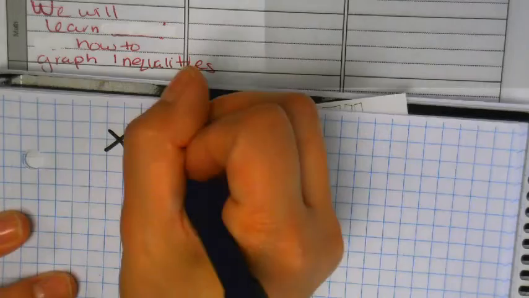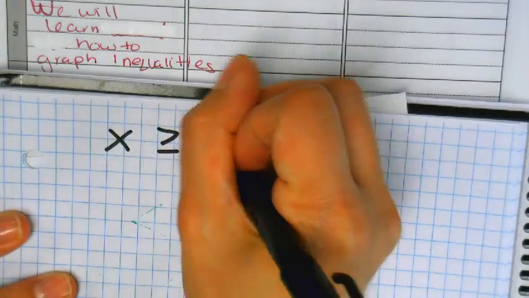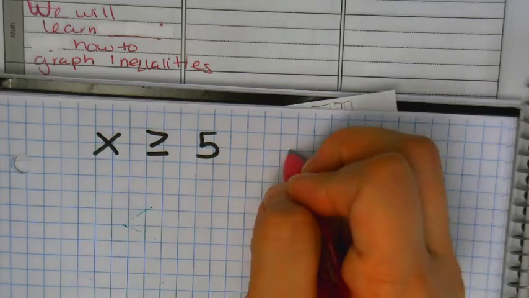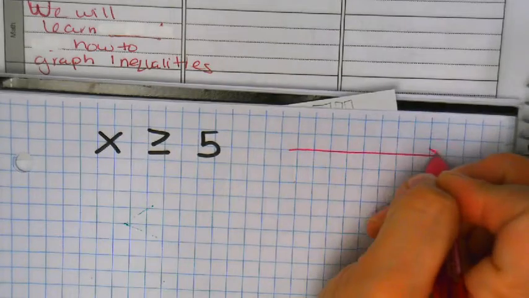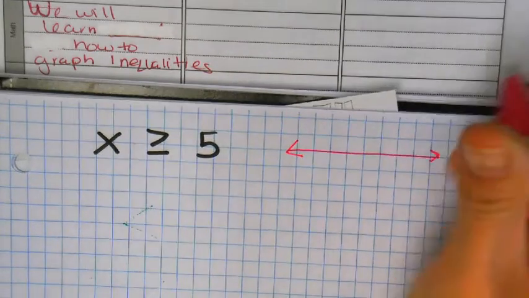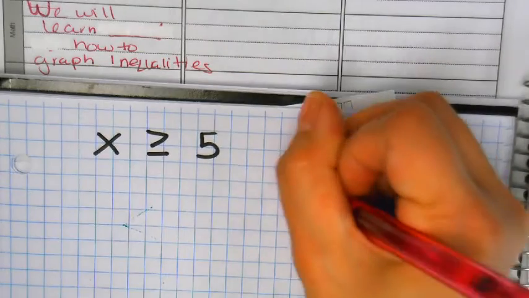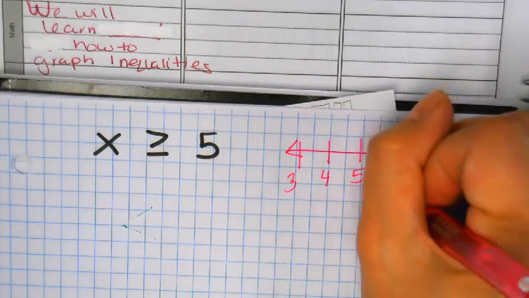All right, let's try one with a closed circle. X is greater than or equal to, let's say, 5. Let's stick with the positive numbers. All right, so let's graph this. Which number goes in the middle? 5. Then 2 numbers below, which is 4 and 3. 2 numbers above, which is 6 and 7.